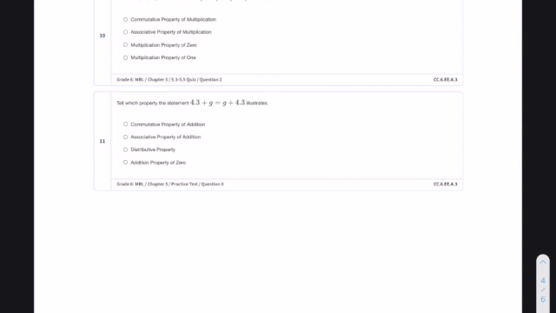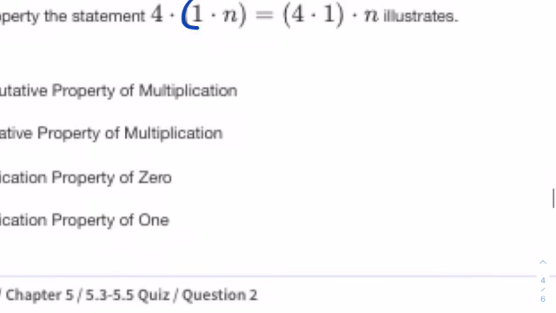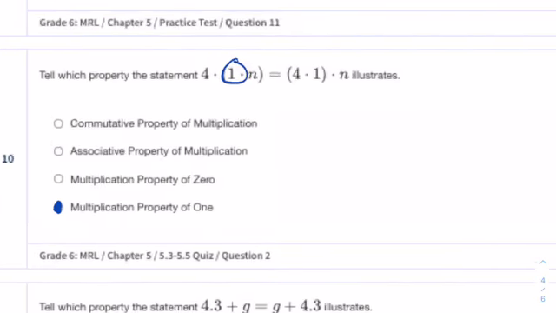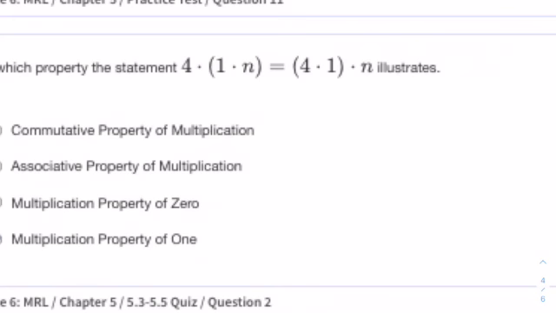Number 10, tell which property this statement 4 times (1 times n) equals (4 times 1) times n illustrates. You might get tempted here because of the 1 to say that this is the multiplication property of 1, but if you're actually paying attention, look at this, guys. It's all about these parentheses, see? Don't get fooled by the 1. Look here, what's in the parentheses? Look there, what's in parentheses.